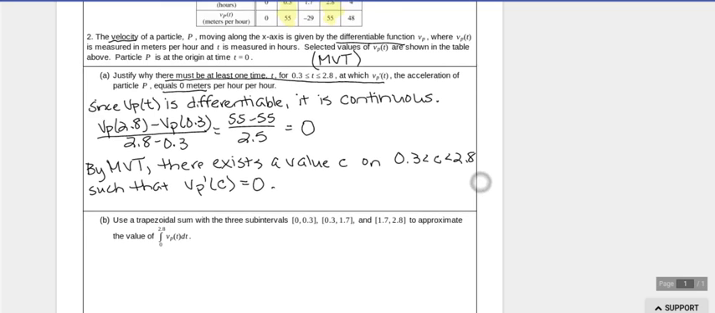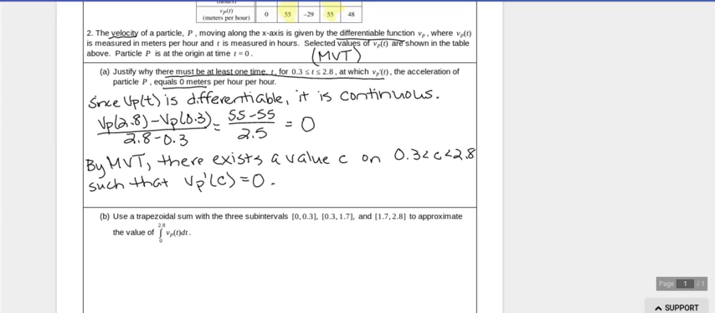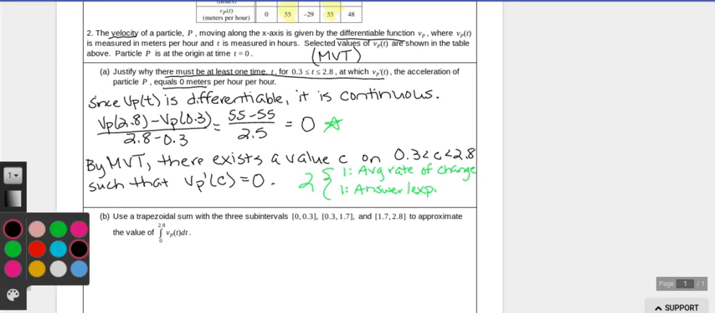Okay, then for this question, this was worth 2 points. It was 1 point for finding the average rate of change, and then 1 point for your answer or your explanation. So really, did you show this work here, and then did you write this sentence at the end?